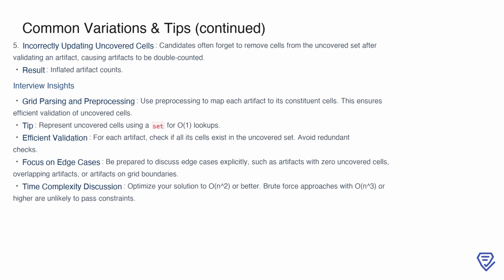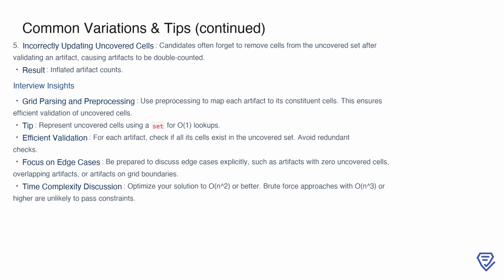Another common pitfall is incorrectly updating the set of uncovered cells. After validating an artifact, it's essential to remove its cells from the uncovered set. Failing to do so can lead to double counting artifacts, which inflates the final count.